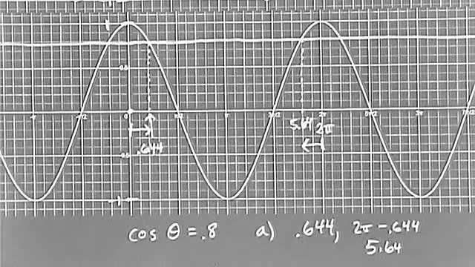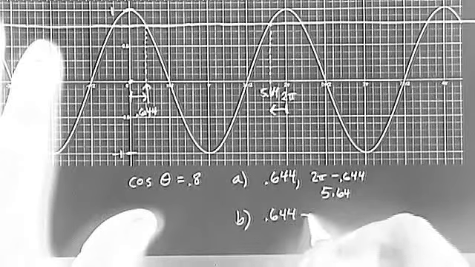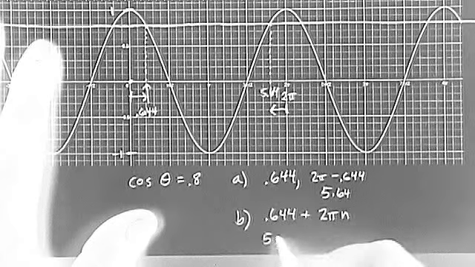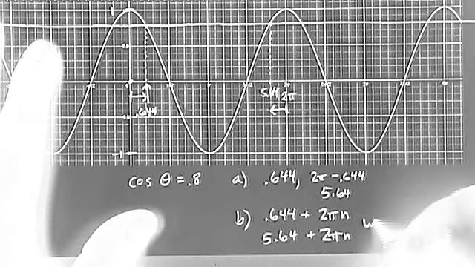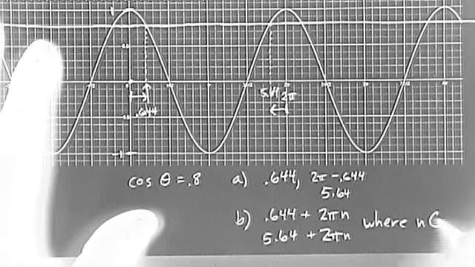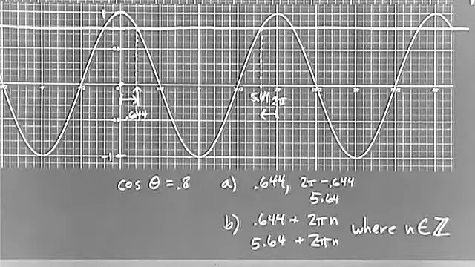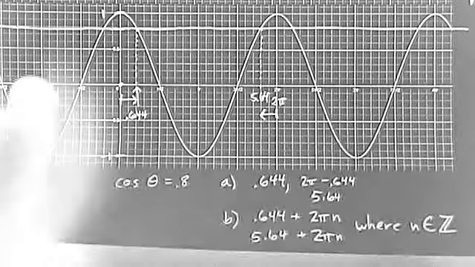Now if we want to change them to general solutions, not really all that difficult, right? We've got 0.644 plus the period of the function times n, and 5.64 plus the period of the function times n. And like I was saying earlier, I would only write this once, where n is an element of the integers. Yes, you do need to write it. Don't try to cheat me out of my "where n is an element of the integers." Plus, it's really cool to write that really weird looking E and the double-barred Z. Okay?